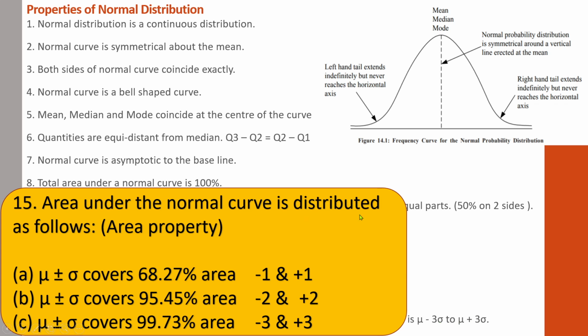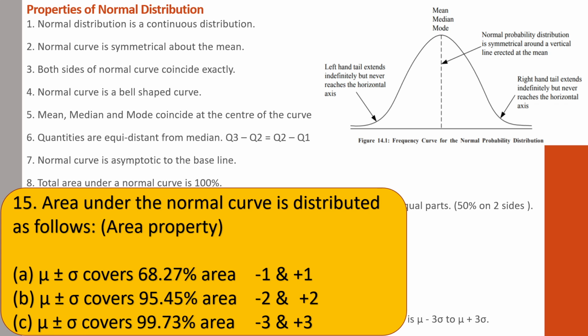The area under the normal curve is distributed as follows. These are the values you have to familiarize yourself with, because during the computation of area we will be taking decisions or interpretations on the basis of these values. So, mean, otherwise known as mu, and standard deviation, plus or minus: if your value lies between minus 1 and plus 1, the area covered under that particular range is 68.27%.